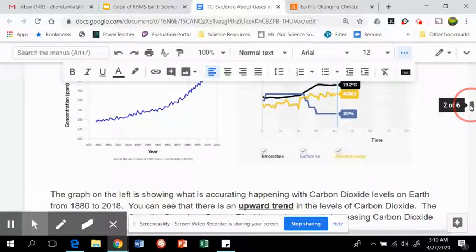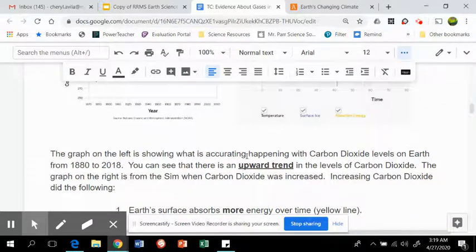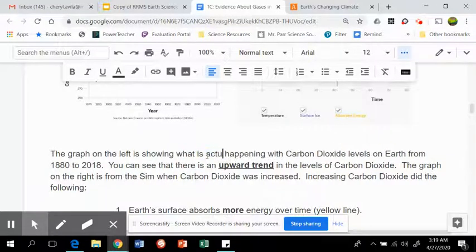The graph on the left is showing what is actually happening with carbon dioxide levels on Earth from 1880 to 2018. You can see that there is an upward trend in the levels of carbon dioxide.